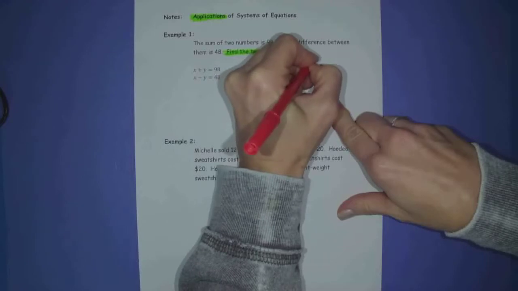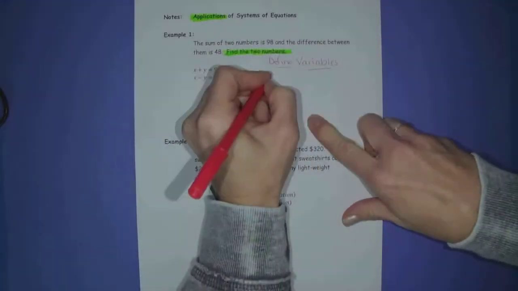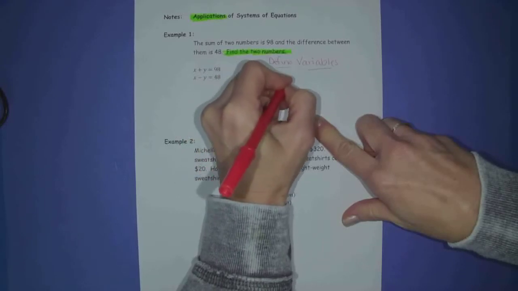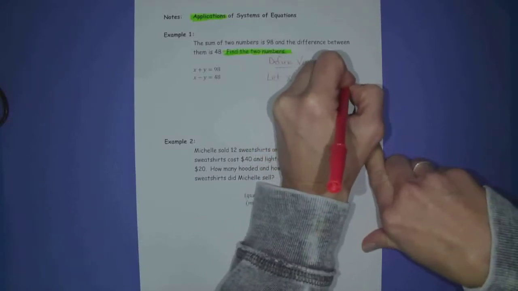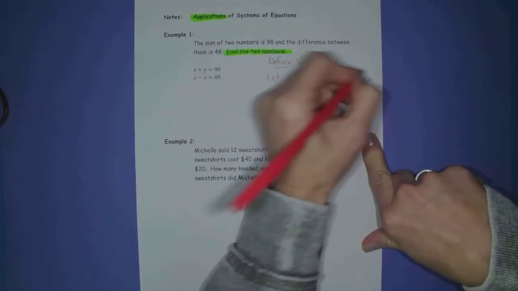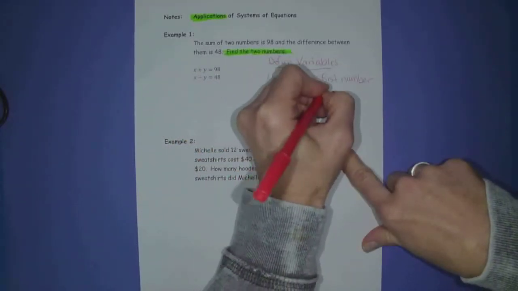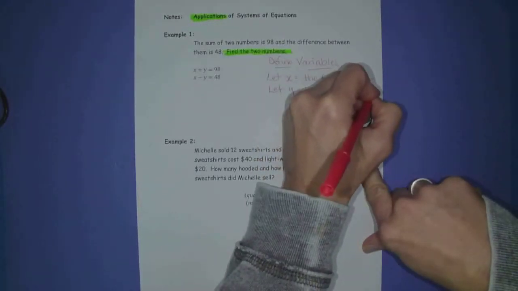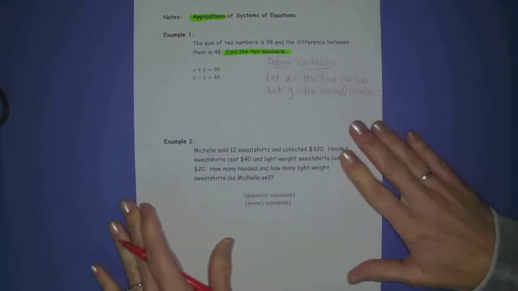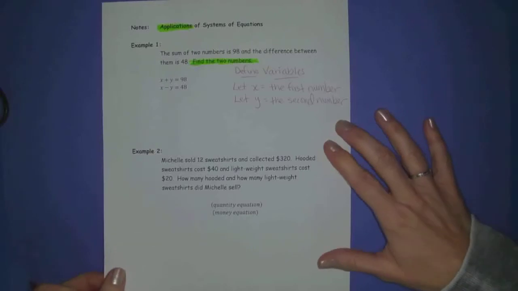So when it says find the 2 numbers, I'm going to define my variables. I'm going to let x equal the first number that I'm looking for, and I'm going to let y equal the other number, or the second number that I'm looking for, since I'm looking for 2 numbers. So let x equal the first number and let y equal the second number.